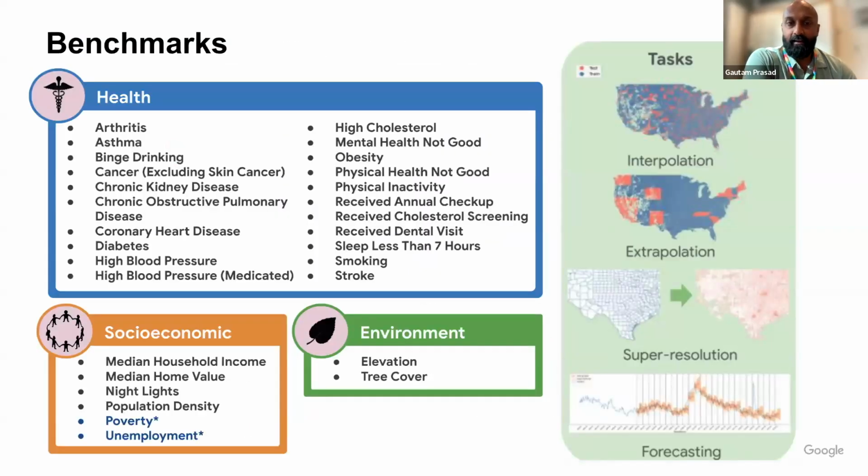Next slide. We've also benchmarked this set of embeddings across 29 different target variables. They include a bunch of health statistics from census, also socioeconomic ones and environmental ones, and we've grabbed them all from Google Data Commons and Earth Engine. And we've tested them across tasks like interpolation, extrapolation, super resolution, and forecasting.